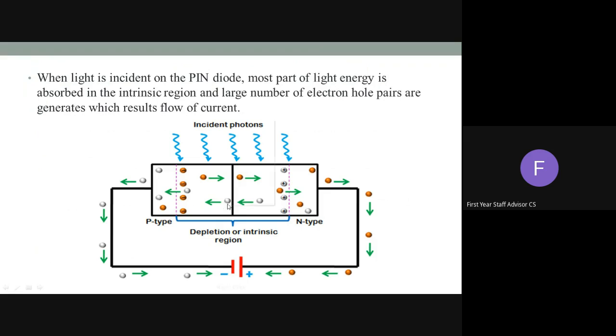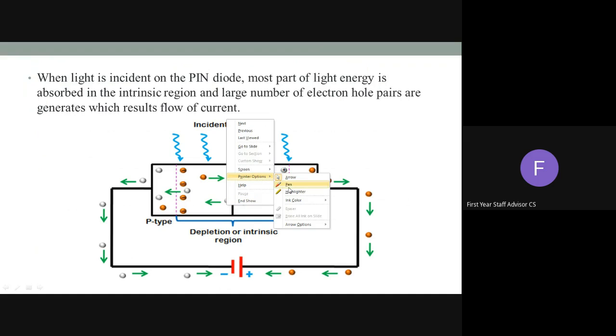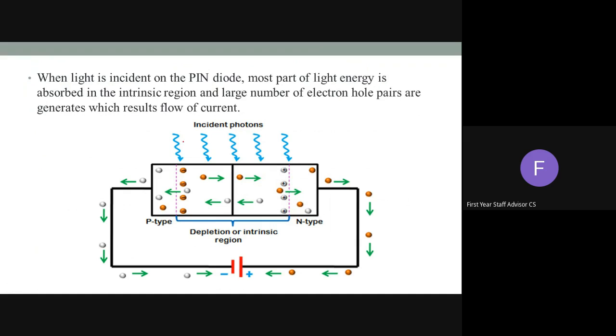So what is the benefit of having a wide depletion region? It means more light gets incident on this wide depletion region. Normally a photodiode is a photodetector. It tells us the amount of light incident on this electronic equipment. So using a PIN photodiode, we can have a wide depletion region, which means a greater amount of light gets incident on this material.